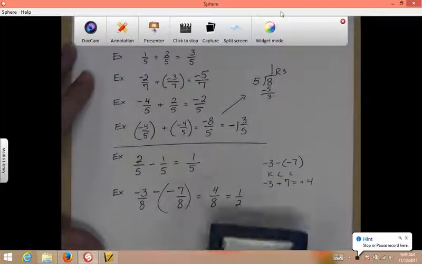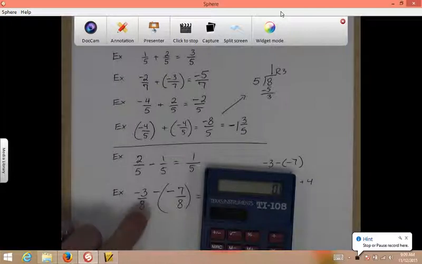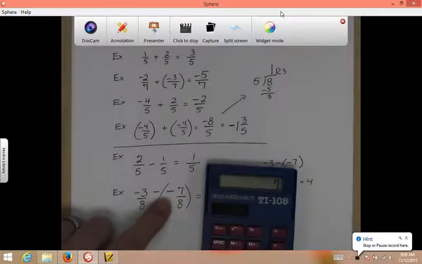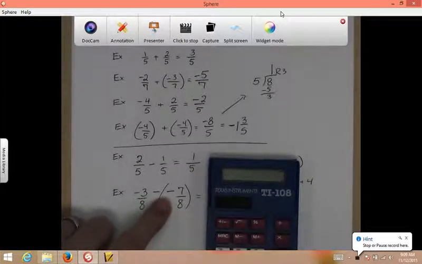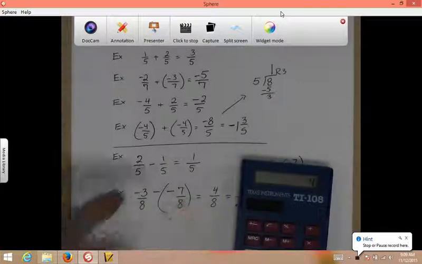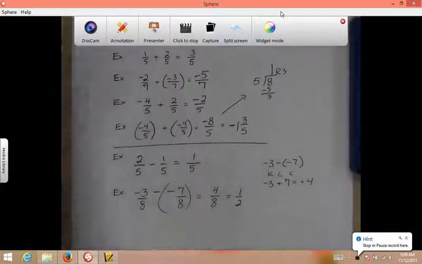Alternatively, in the calculator, 3 negative minus 7 negative equals, and I get positive 4, the same thing. And that is adding and subtracting like fractions.